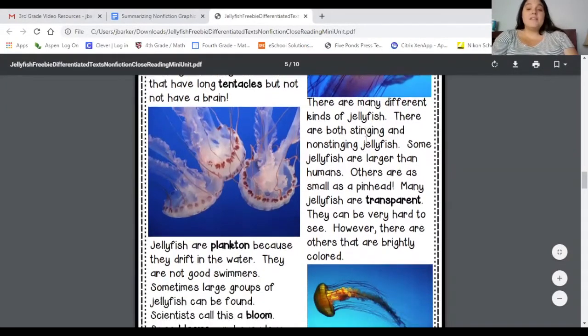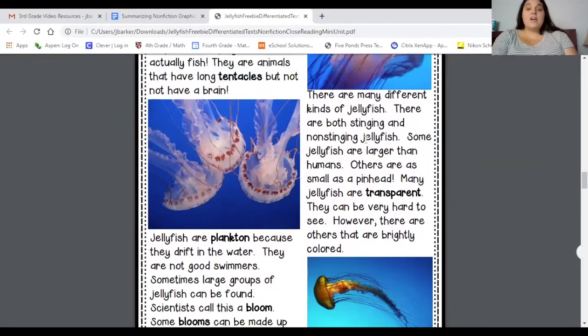There are many different kinds of jellyfish. There are both stinging and non-stinging jellyfish. Some jellyfish are larger than humans. Others are as small as a pinhead. Many jellyfish are transparent. We're going to talk about what that word means in a minute. They can be very hard to see. However, there are others that are brightly colored.